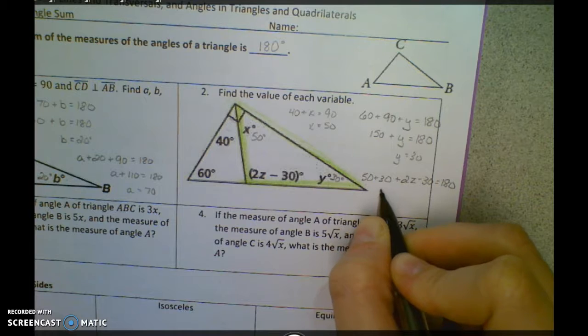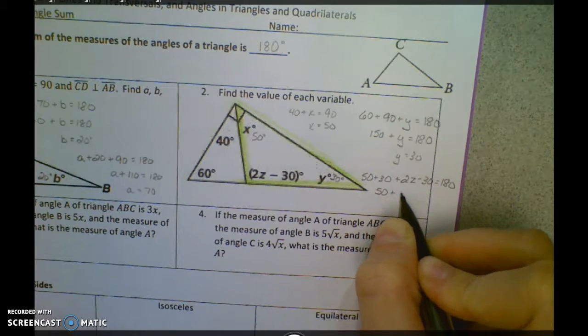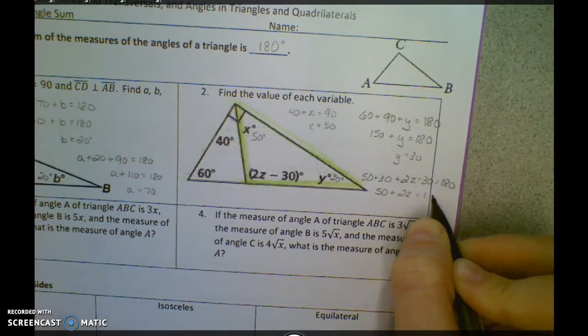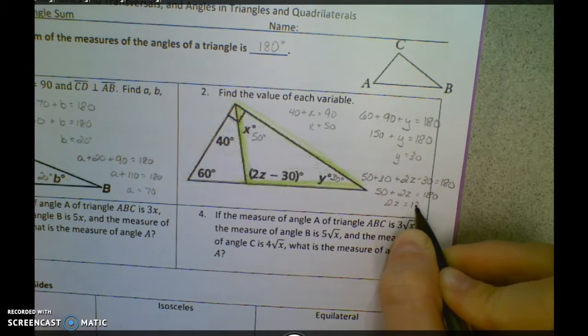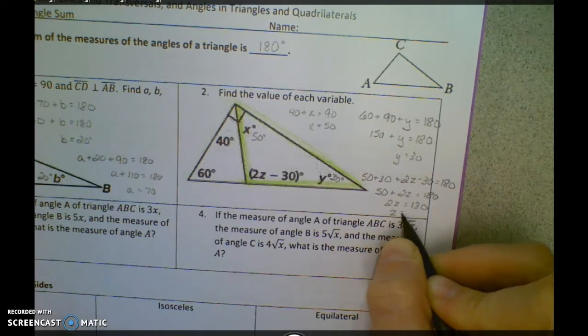Combining like terms, those 30s drop out. I'm just going to get 50 plus 2z equals 180. So 2z equals 130, making z 65.